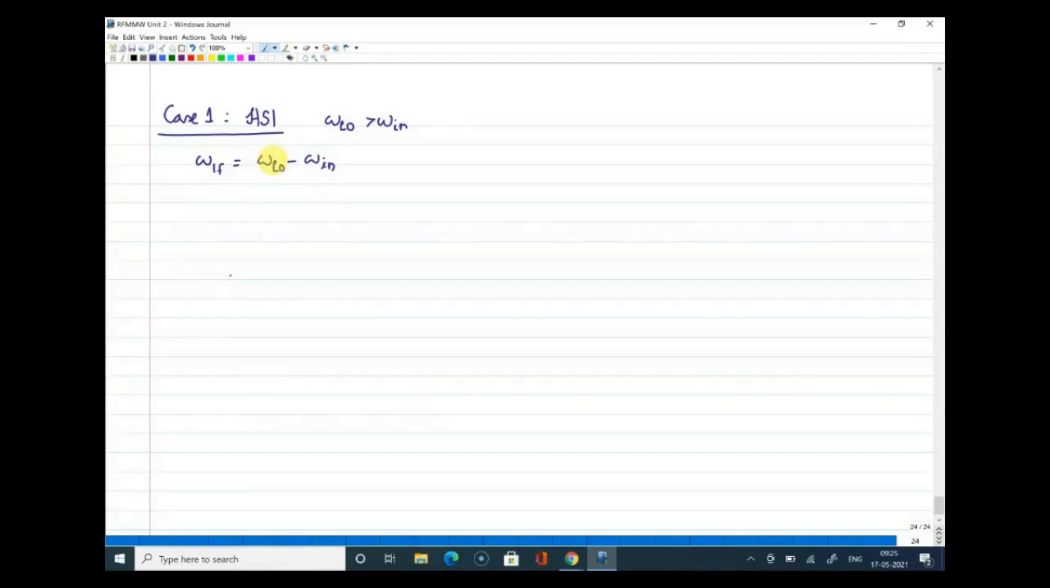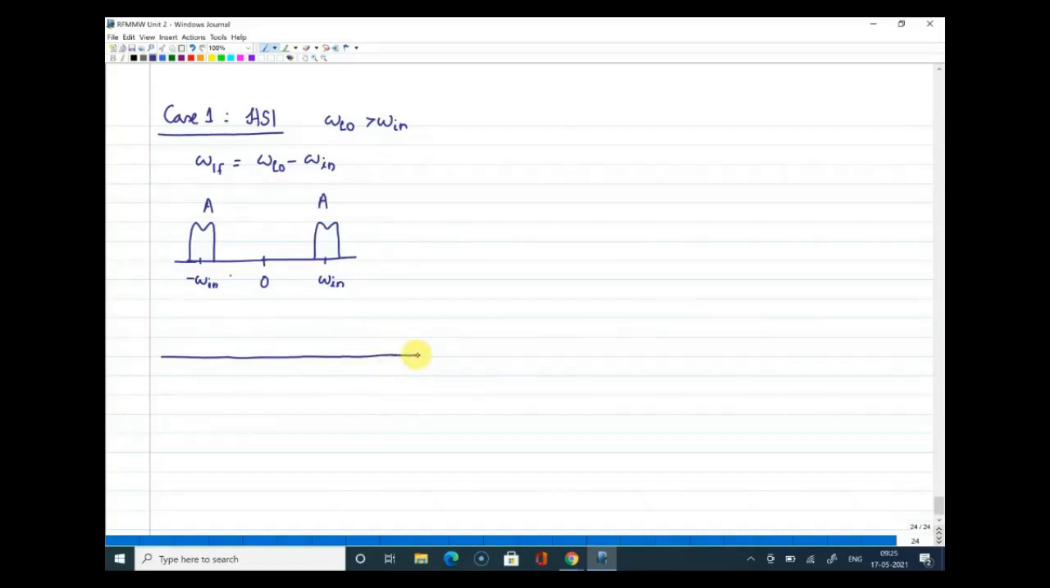So let me just draw this. This is omega in, and since it is a spectrum, we will mark this as well. So this is your input signal. Say, for example, consider the amplitude is A, right? Now on high side injection, I am going to mix this signal with a cosine wave on one arm and a sine wave on the other arm.